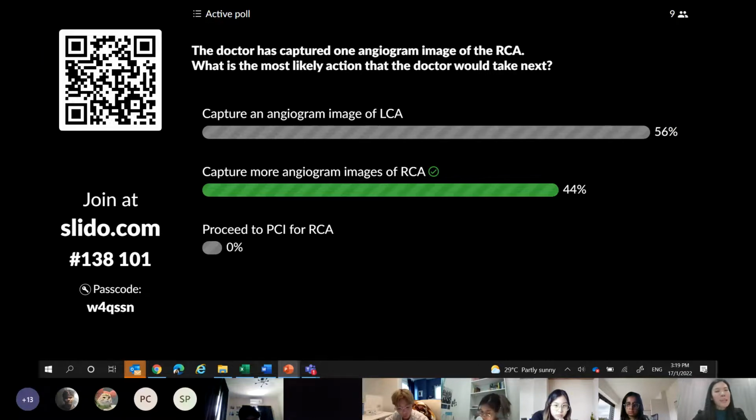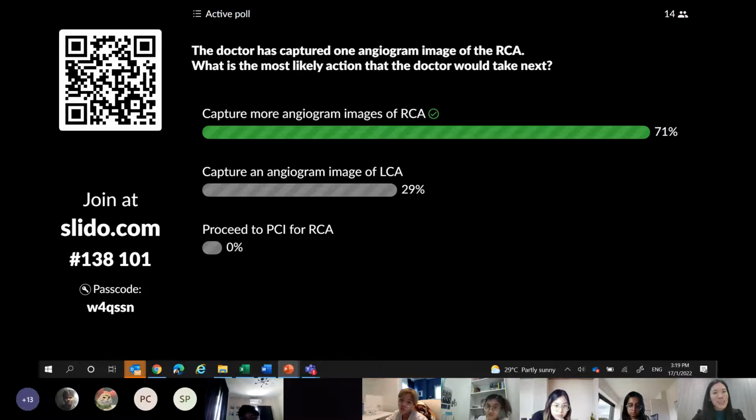Okay, so half of you think that they will switch to the left coronary artery, and the other half is sure that they will take more angiogram images of the RCA. The correct answer is actually to take more angiogram images of the RCA. Typically you will need multiple angles, as I mentioned just now, from the angiographic angles. For RCA, you don't take a lot of angles, but you still take some to view it correctly. Then if you don't identify problems, or if you want a more complete image, they will move to the left coronary artery.